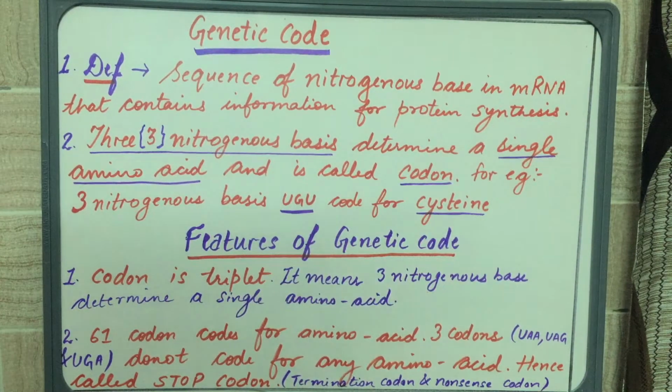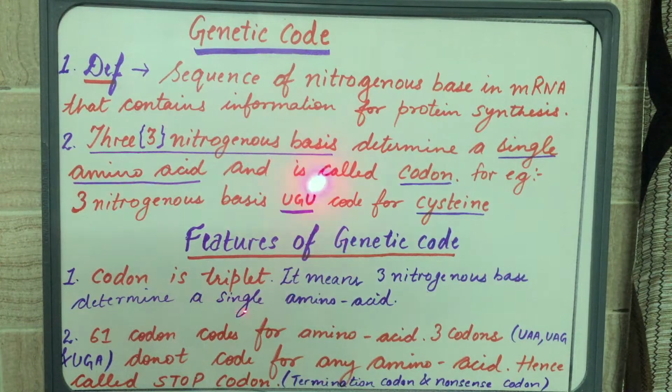So what is genetic code? Genetic code is the sequence of nitrogenous bases in mRNA that contain information for protein synthesis. So the sequence of nitrogenous bases in the mRNA that contain information for protein synthesis constitute a genetic code.